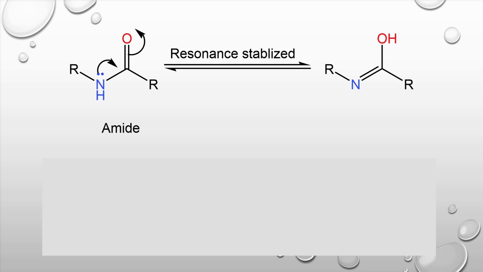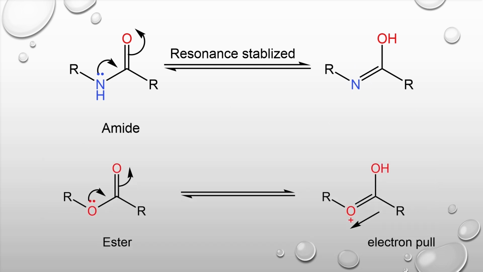Because of this conjugation, the carbonyl carbon doesn't feel the electron deficiency, and hence it is not very electrophilic in nature. In the case of an ester, this type of conjugation also exists, but the oxygen in the ester is more electronegative compared to nitrogen. So oxygen pulls electrons more towards itself, which creates an electron density deficiency in the case of an ester.